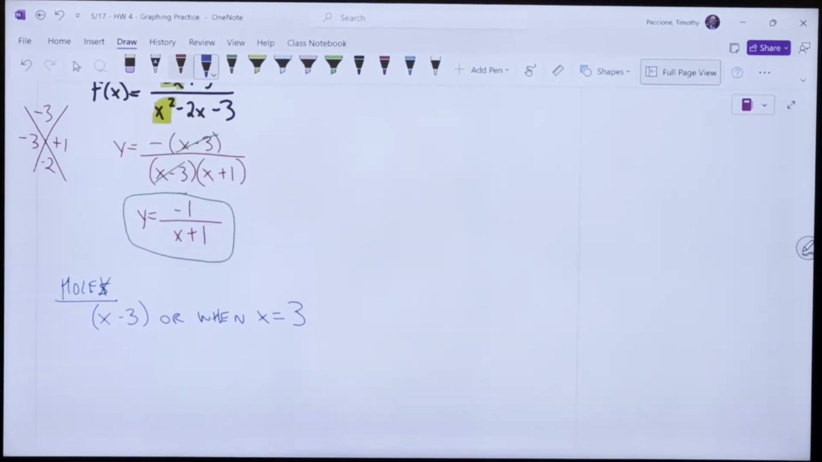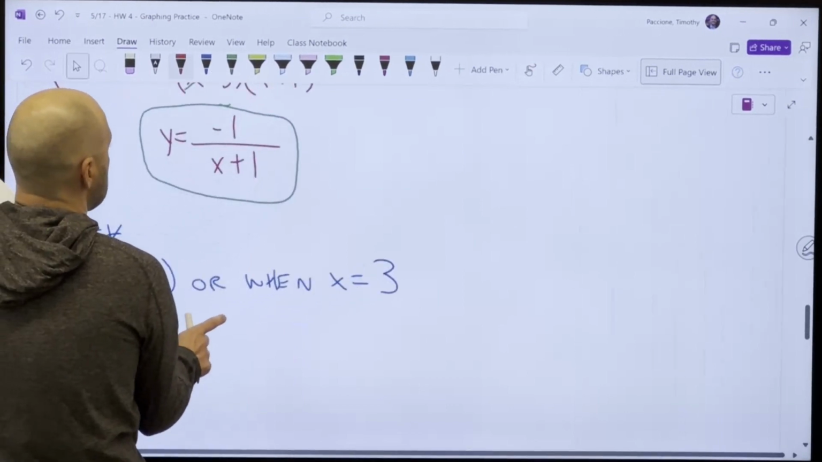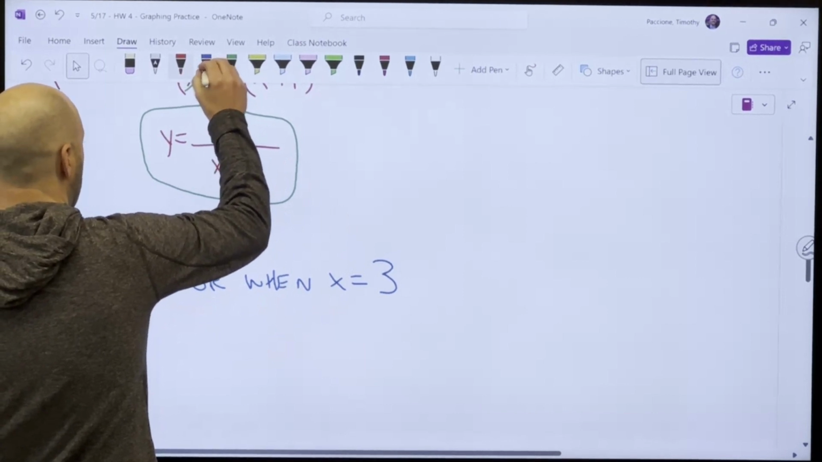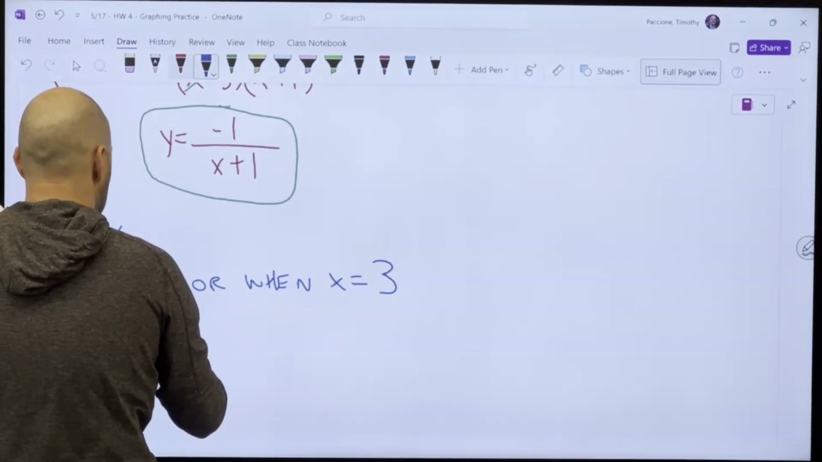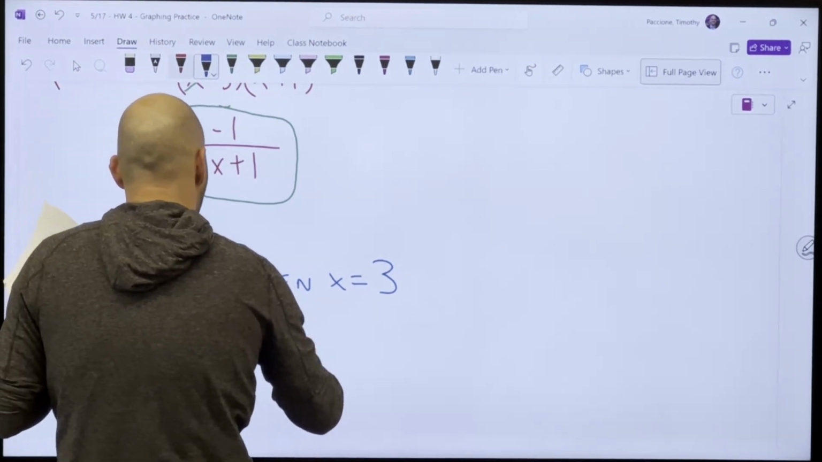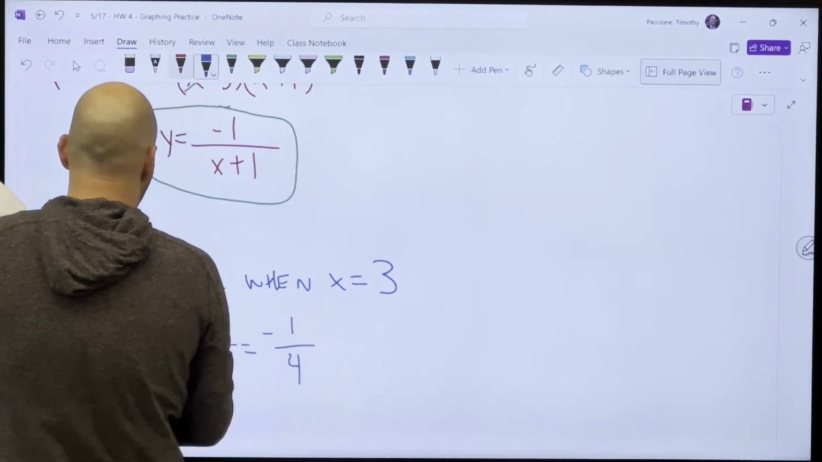Now, I want to find the y value of my hole, so what do? Plug it into here, and then I'll get the y value of my hole. So y equals negative 1 over 3 plus 1, which is negative 1 over 4. So where is my hole?